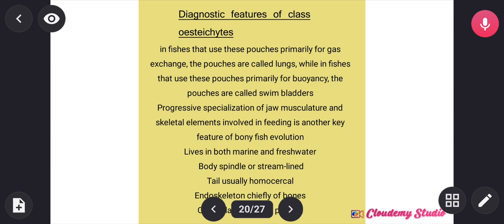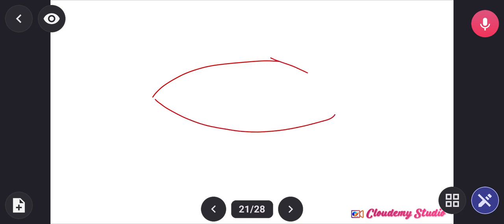The body is spindle-shaped. The tail is homocercal. I think we have mentioned what homocercal is, and if you are confused, we can draw a fish like this. I think we all know this one. I know how to draw this very well. So this is a homocercal caudal fin. Even though my fish is smiling, I don't mind that. But this is an example of a homocercal tail. You understand? So that is what we have there.